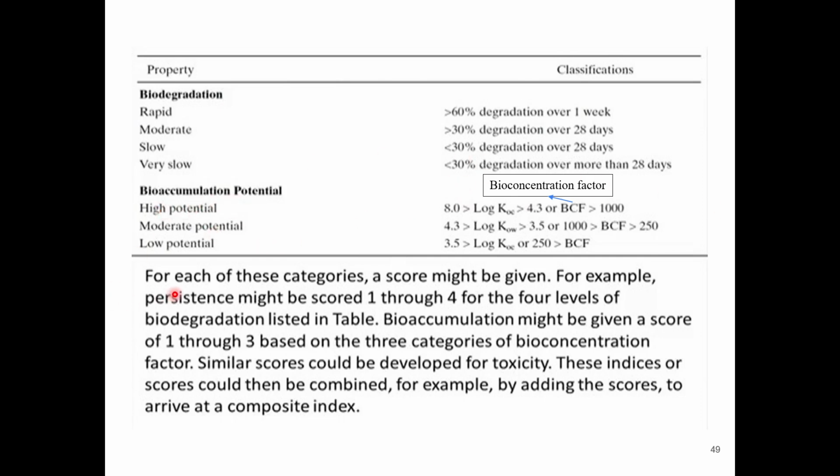For each of these categories a score might be given. For example, persistence might be scored 1 through 4 for the four levels of biodegradation listed in the table. Bioaccumulation might be given a score of 1 through 3 based on the three categories of bioconcentration factor. Similar scores could be developed for toxicity. These scores could then be combined, for example by adding them, to arrive at a composite index. These are some of the ways we can find out the gravity of the property, the degree of seriousness or importance of the property.